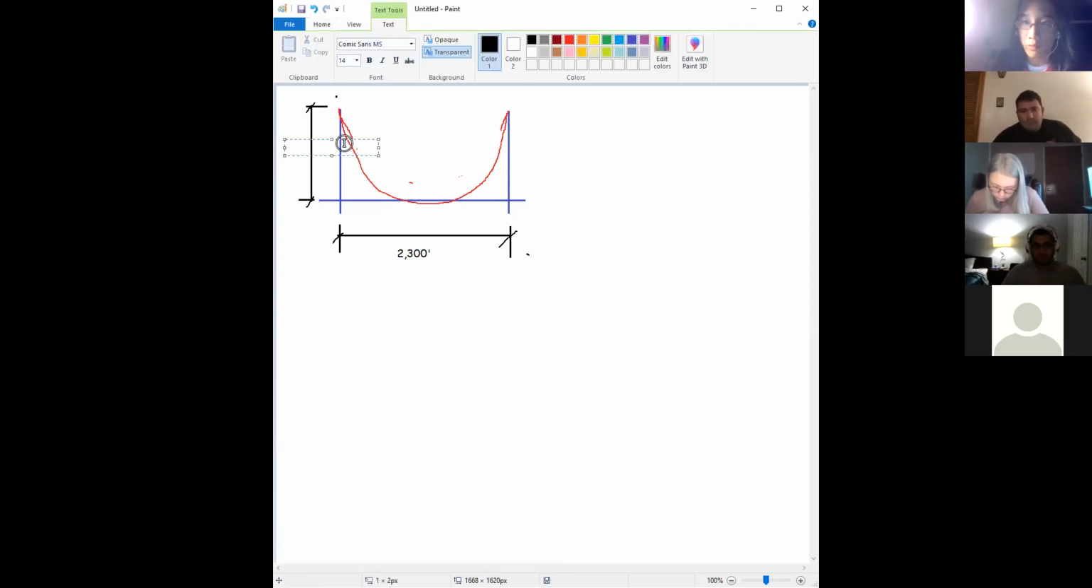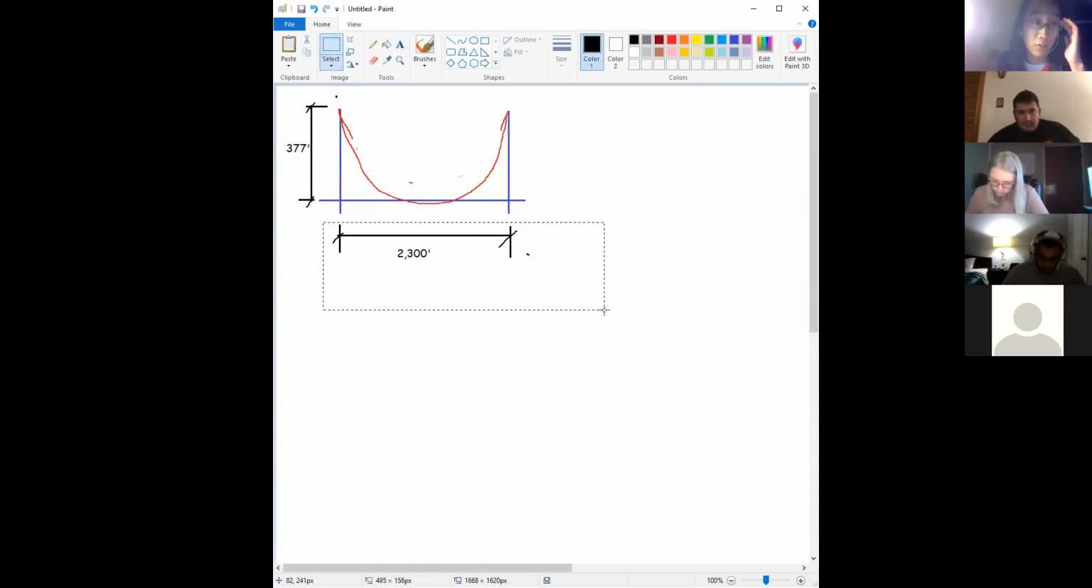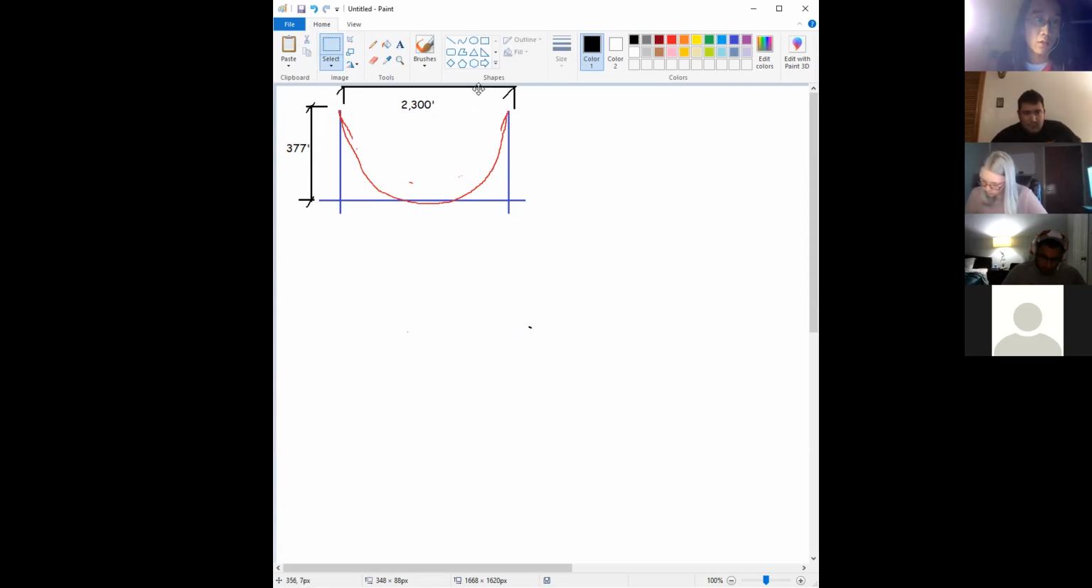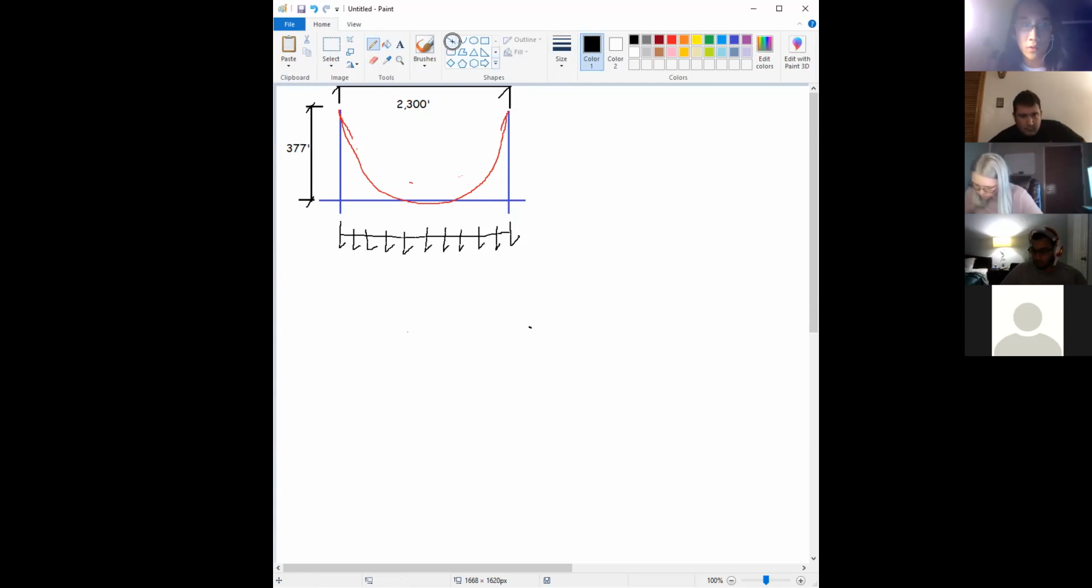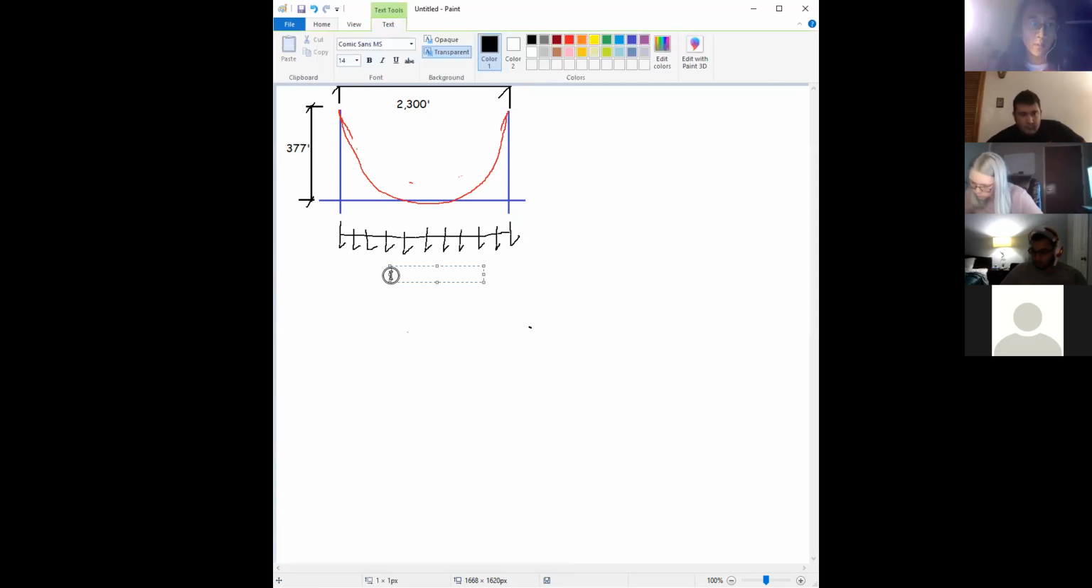Anyway, so we have 377 feet. That's how high this bridge is, how high you have to worry about the cables for. All right, so now we have some forces to think about. We have a 13 KLF force all the way across here. I'm fairly certain this is how you notate it. Yeah, 13 KLF right here.